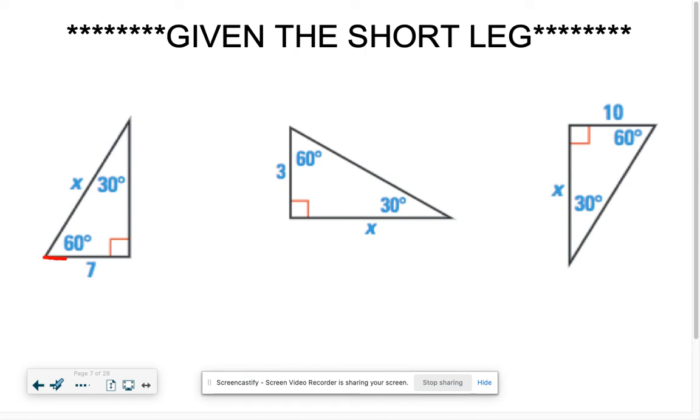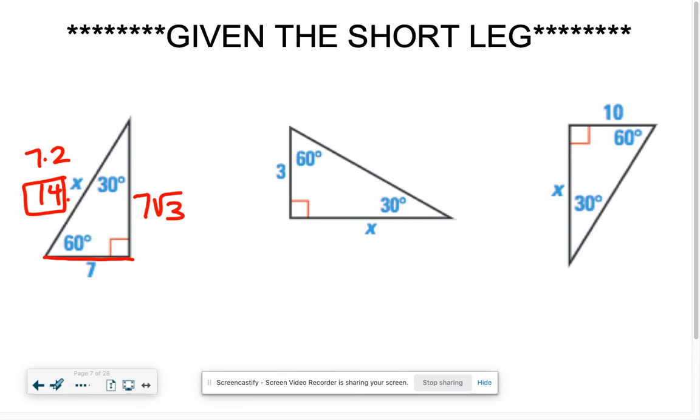So do you guys agree that 7 is your short leg here? Yep. Right, it's across from that 30-degree angle. So now how do we get to our hypotenuse? We just times it by 2. Your leg times 2. So it's 14. Yep, 7 times 2 is 14. And then how would you get your long leg? Square root 3. So just 7 root 3. And now you're done.